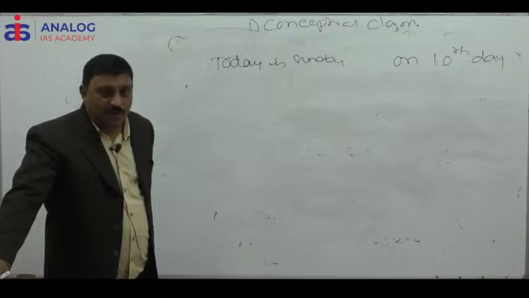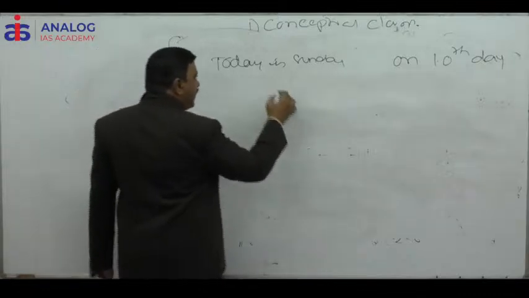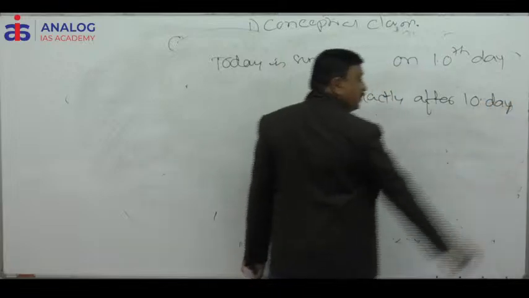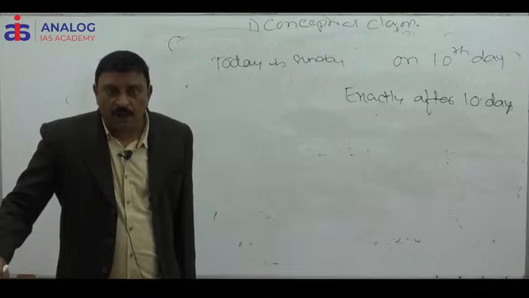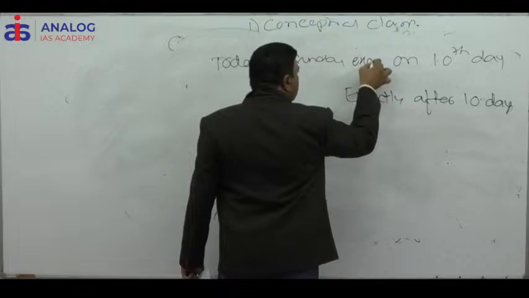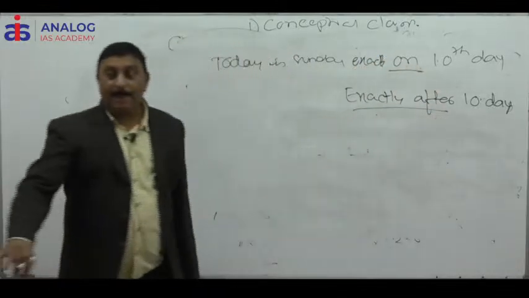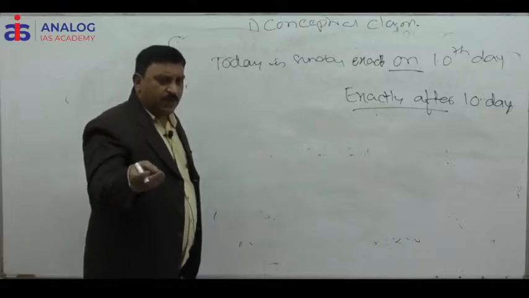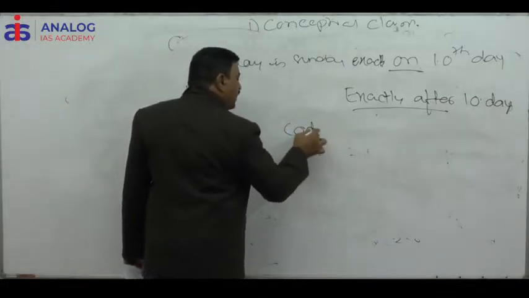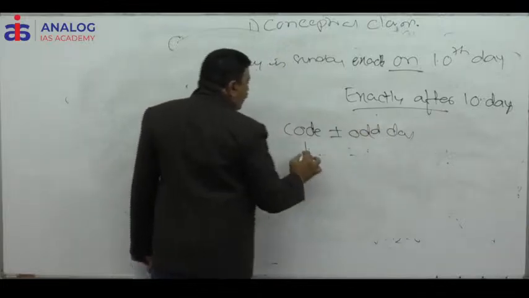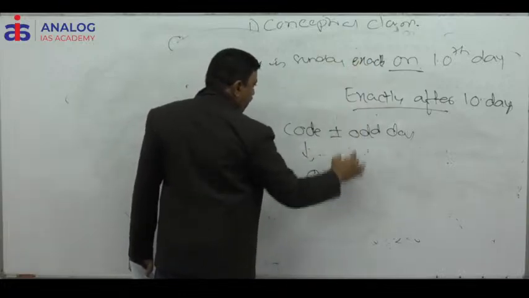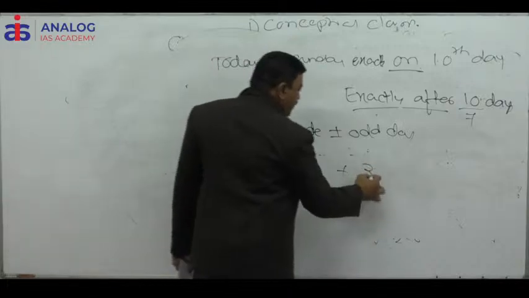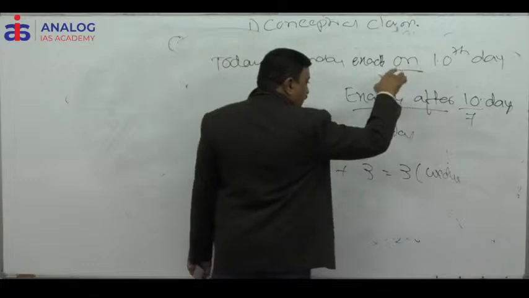Perfectly wrong. Now again, today is Sunday, which day will it be exactly after 10 days? Without using your brain, you have to give the answer. The basic model of finding the answer is code plus or minus odd days. What is the code given for Sunday? Sunday code is 0. You are going into the future, so plus odd days. How many odd days are there here? 10 by 7 leaves a remainder of 3 days. So 0 plus 3 is 3, that is Wednesday.